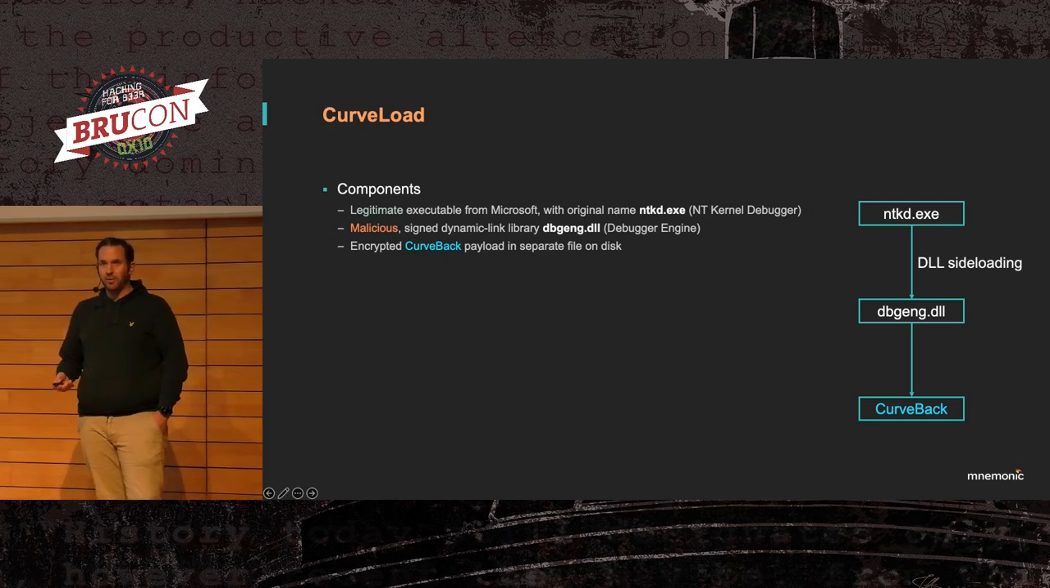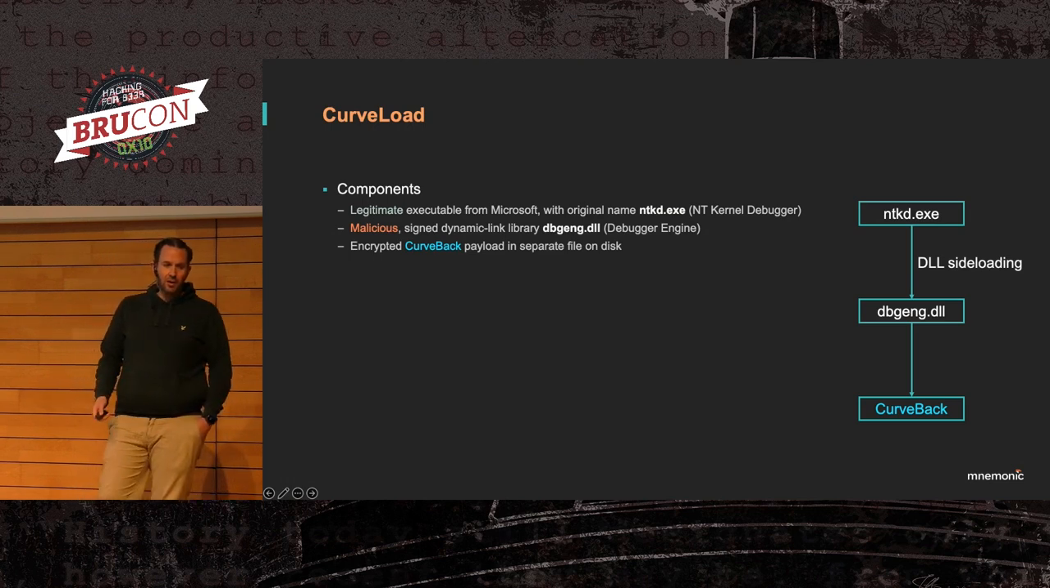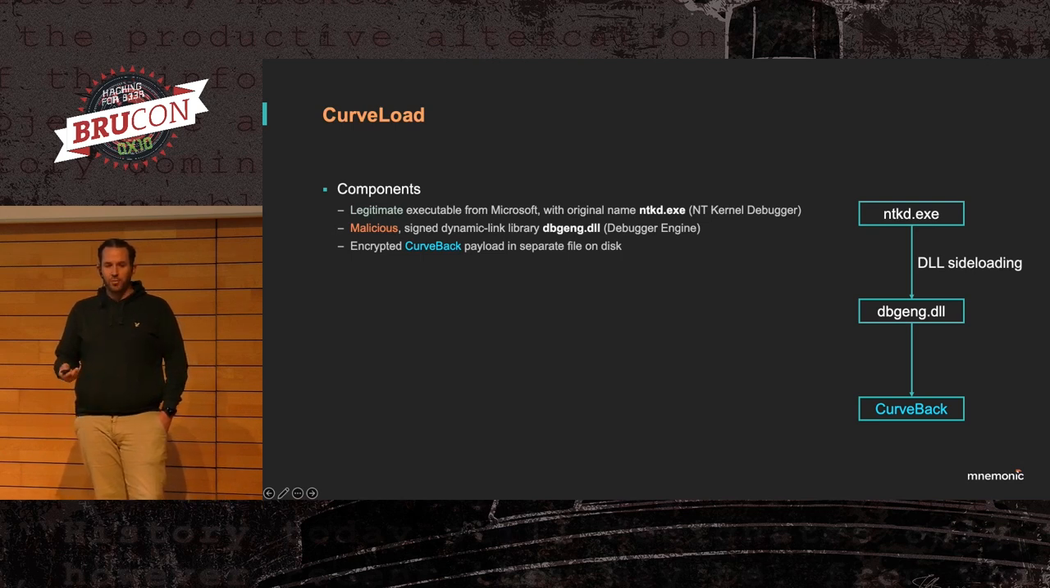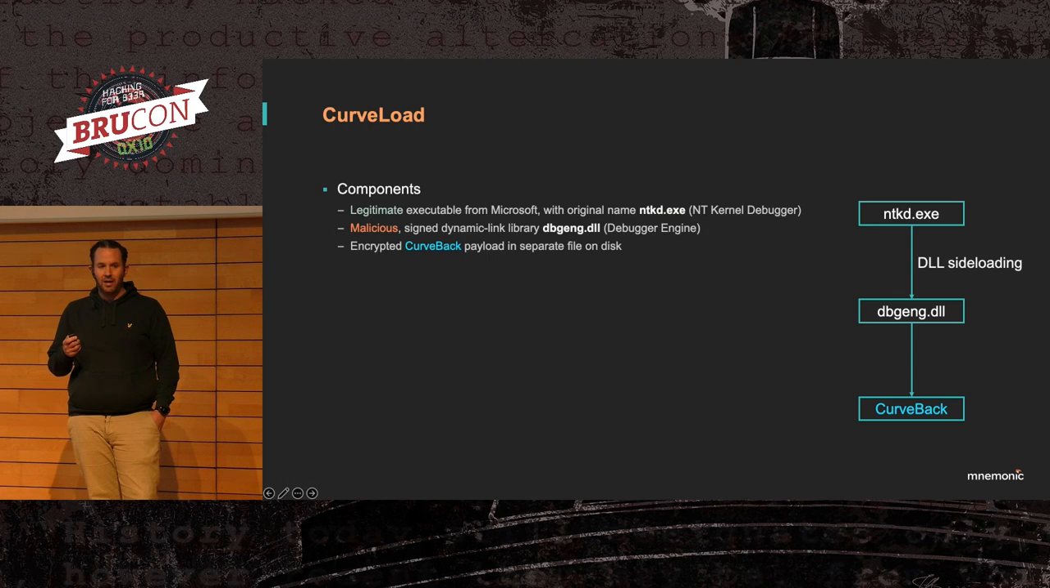And then some words about the loader. The loader itself is pretty well documented by the other blog post we have mentioned, so we're not going into the deep details of the loader this time. It consists of three components. One legitimate file from Microsoft, which is the NT kernel debugger. This is an unmodified version of it, the pure version. This file is dependent on dbgeng.dll, which the threat actor has sideloaded and written their own code for the loader. And this file is facilitating decryption and executing the actual backdoor.